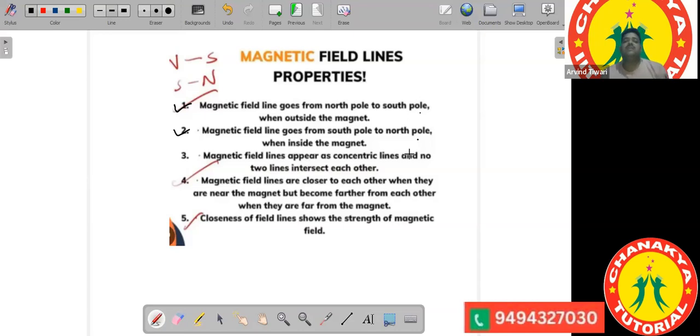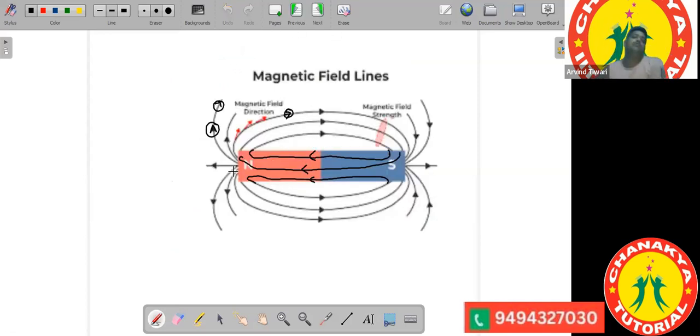Now let's see the next one. Magnetic field lines appear as concentric lines, and two lines never intersect each other. You will not find an intersection of two lines. In this diagram also, you can see that no two field lines are intersecting.